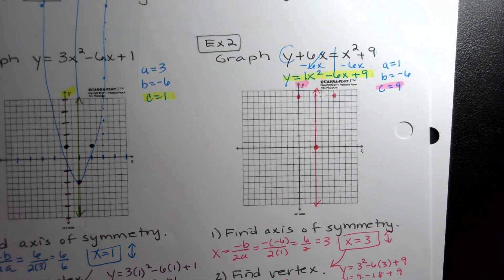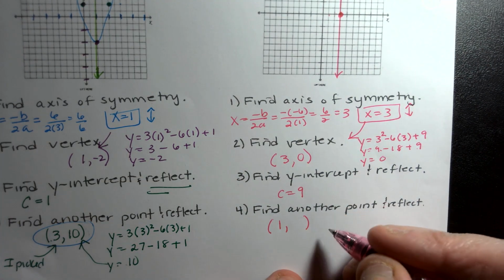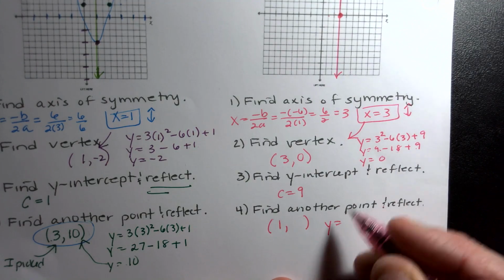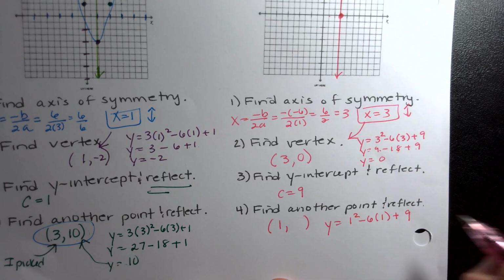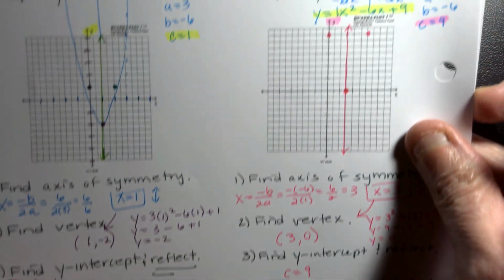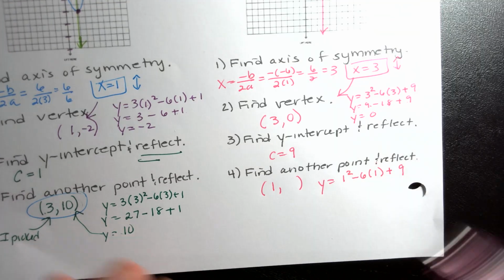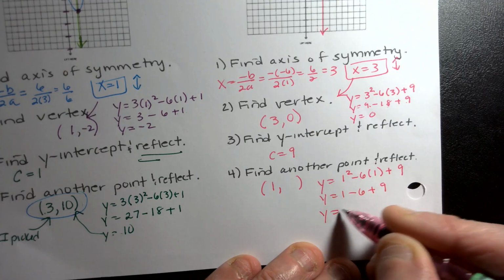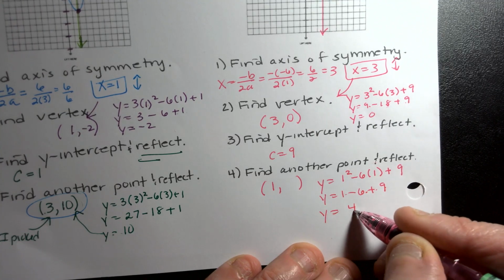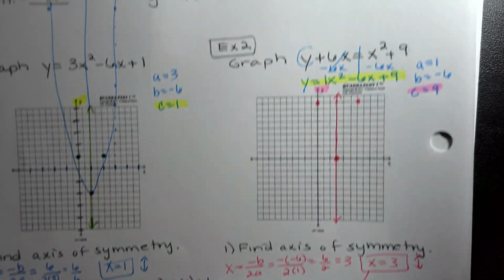I'm going to pick 1. So I literally am putting a 1 for the x, and now I'm going to figure out what the y is, just like we did right here. So 1 squared minus 6 times 1 plus 9. Just substituting it into our original equation again. Y equals 1 minus 6 plus 9. Y equals negative 5 plus 9 is 4. 1, 4. Okay, there we go.